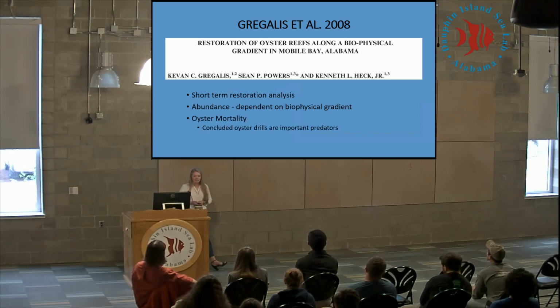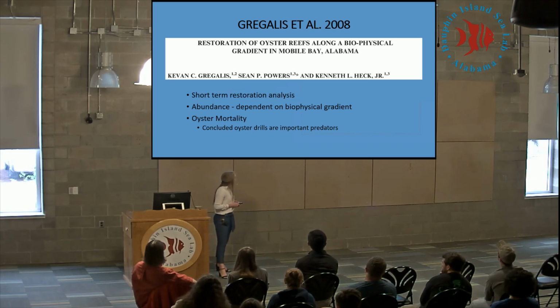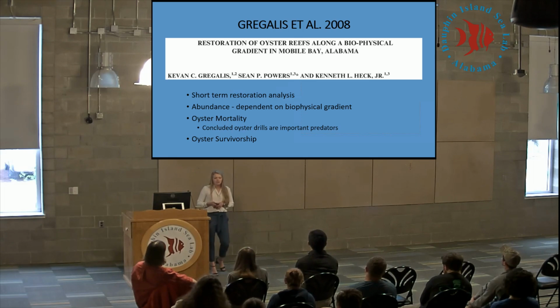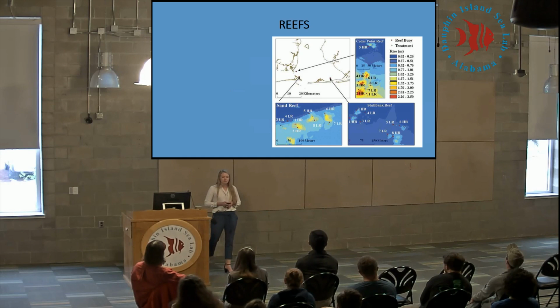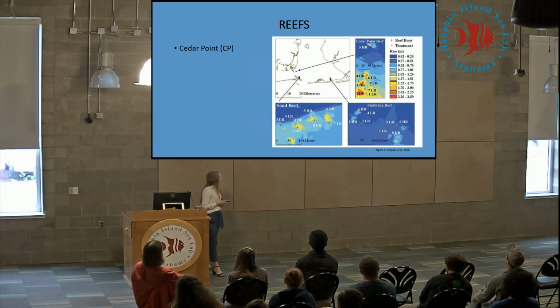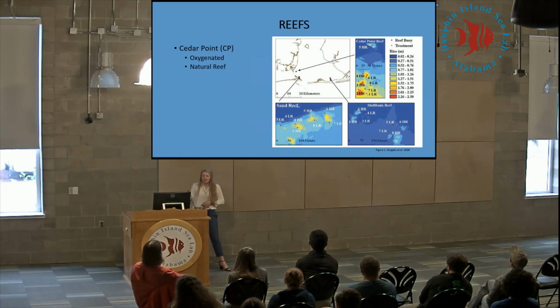Kevin Gregalis was a master's student in the Powers Lab a few years ago, and he published a paper along with Dr. Sean Powers and Dr. Ken Heck looking at the restoration of oyster reefs along a biophysical gradient here in Mobile Bay. It was a short-term restoration analysis, and they concluded that abundance is dependent on the biophysical gradient they had set up. They also concluded, with oyster mortality, that oyster drills, the southern oyster drill, are an important predator on these oyster reefs, and they looked at all of this through oyster survivorship on the reefs. And that is what I'm focusing on with my work.